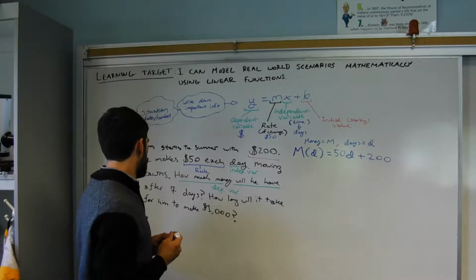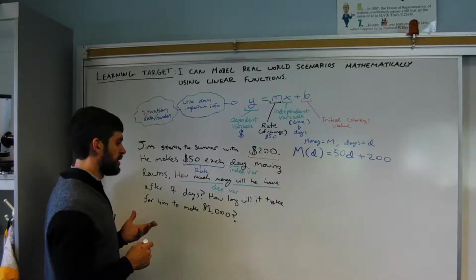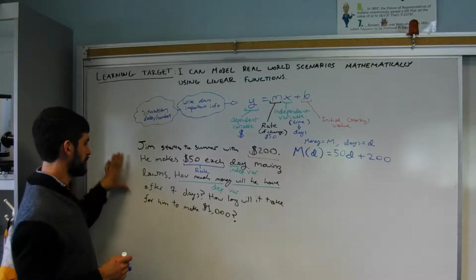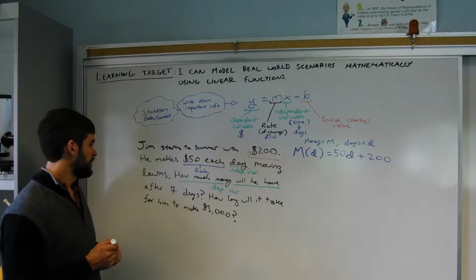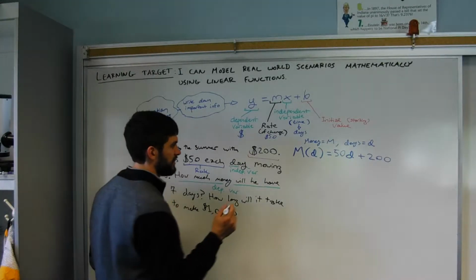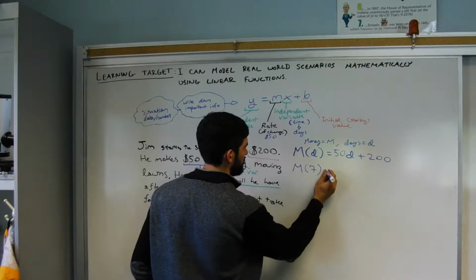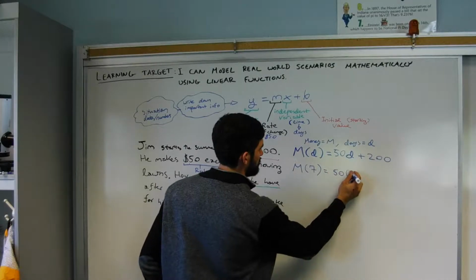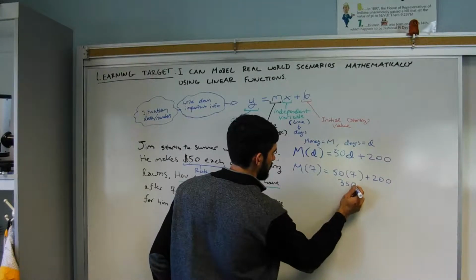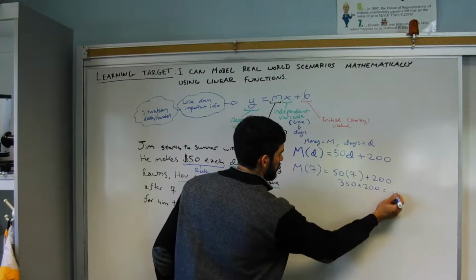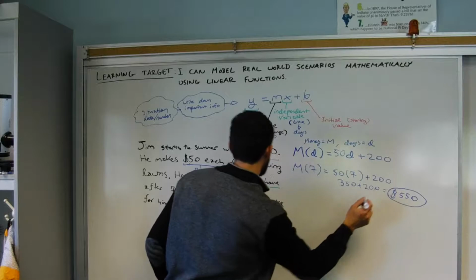So we are asked how much money will he have after 7 days. So we got the hard part over with. The hard part is interpreting what's in here and putting it into numbers and equations. So how much money will he make after 7 days? To do that, we'll plug in 7 for the number of days, and we'll get 50 times 7 plus 200, which is equal to 350 plus 200, which is equal to $550. So that's our answer to that question.